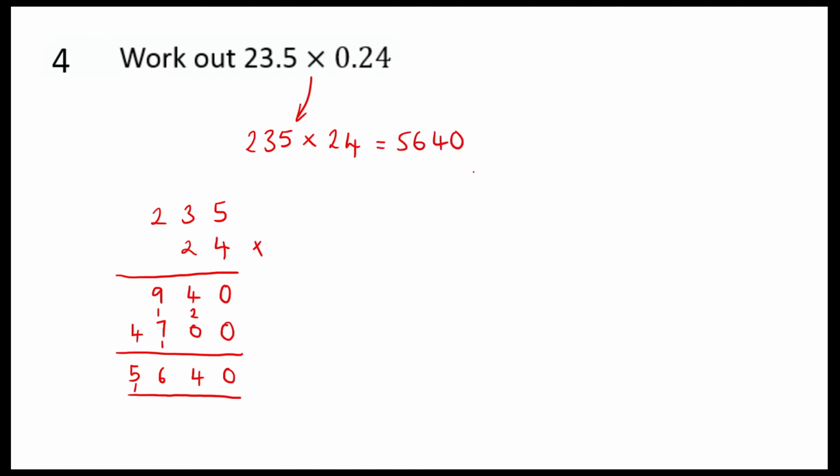Now, in terms of converting this answer here into something that's equivalent to the answer to the question we had initially, we simply need to think about how many decimal places we had in our question to start off with. We ignored 3 of the decimal places, so I need to take my answer, 5,640, and I need to add 1, 2, 3 decimal places to my answer. So therefore my answer is 5.64.